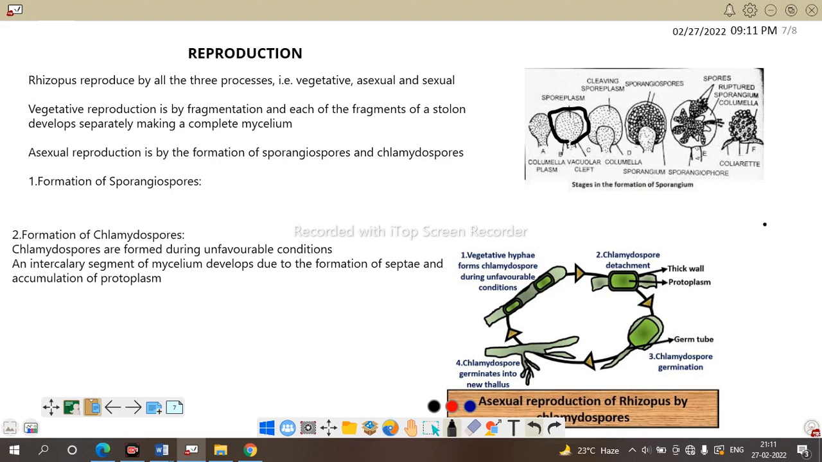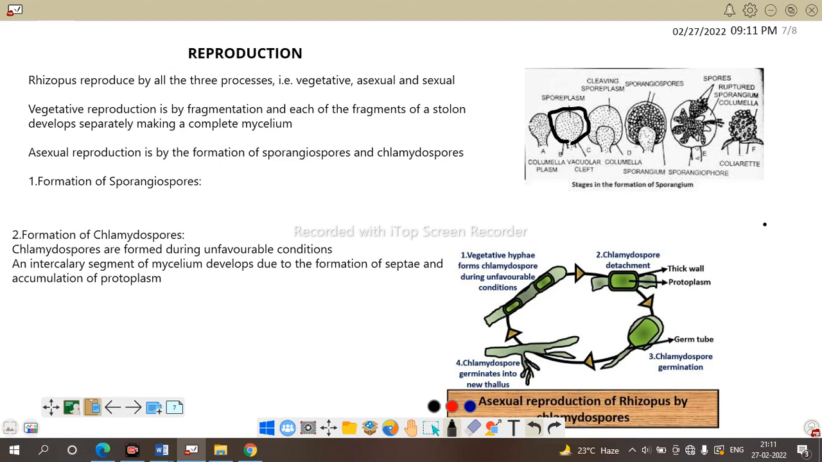Generally, sporangiospores are formed during favorable condition. Sporangiospores are non-motile spores and also called aplanospores. As the name is sporangiospore, it develops on sporangiophore. That's why the name is sporangiospore. Sporangiophores develop in a tuft from the upper side of a node opposite to rhizoidal hypha.